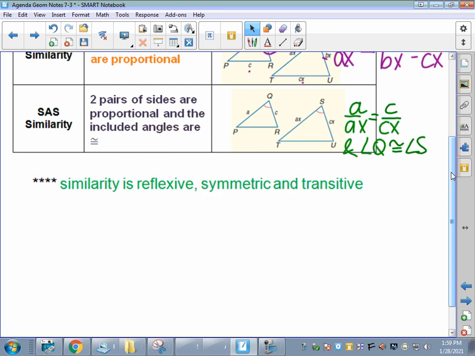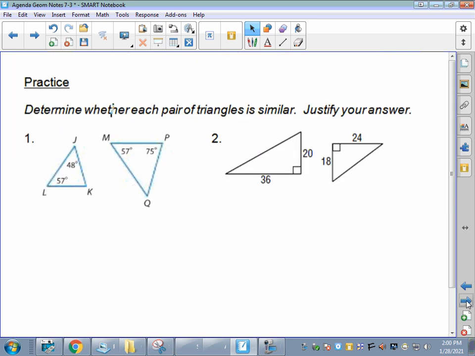Just had to put that in there for geometry's sake. So let's do a couple of problems. Let's determine whether each pair of triangles is similar. There's going to be two types of problems we do in this section, much like the last. Determine, so tell me if they're similar, tell me why, give me a similarity statement, and then the other would be using what we know to set up algebra problems.